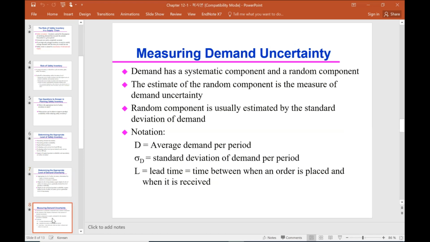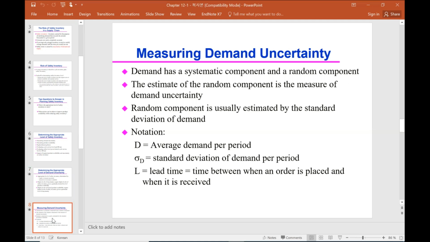Now, continuing. First of all, let's find out how we can measure the demand uncertainty. Normally, the demand has two components. The first one is a systematic component, and the second one is a random component. Mostly, the uncertainty comes from this random component.